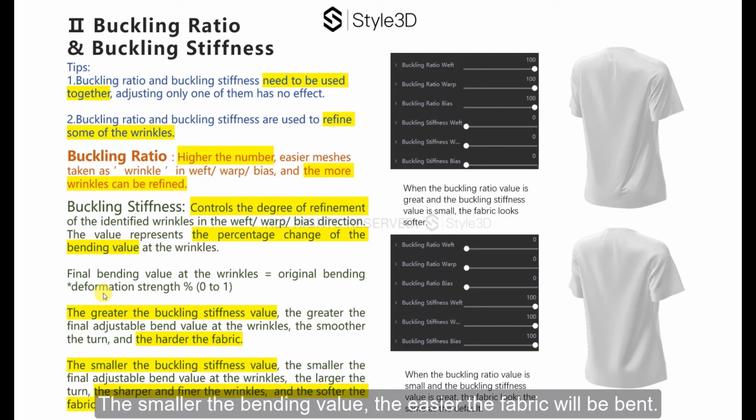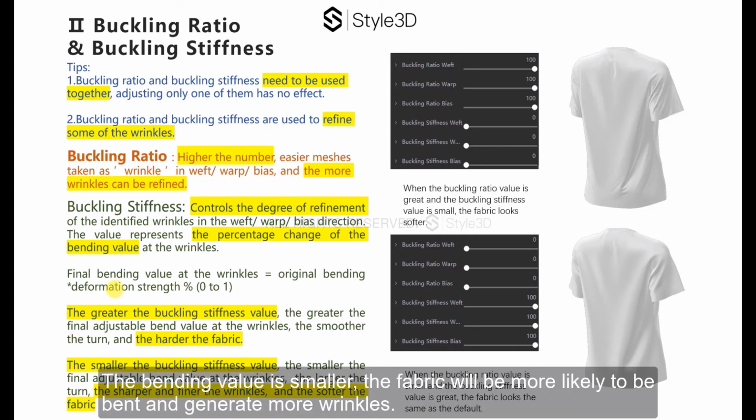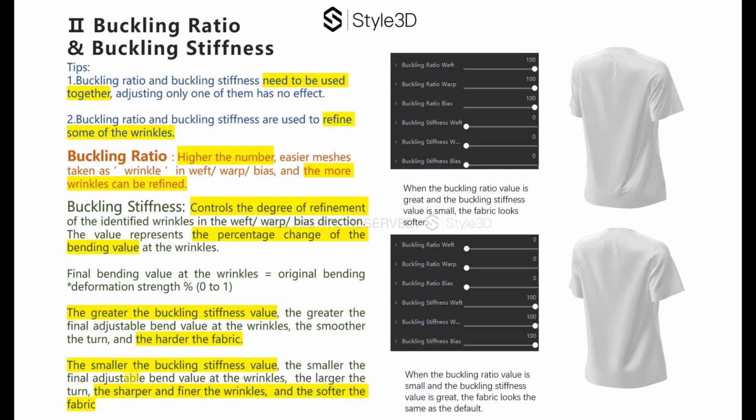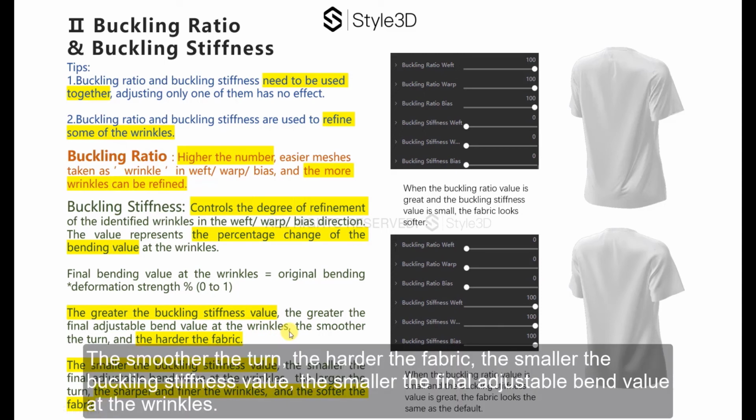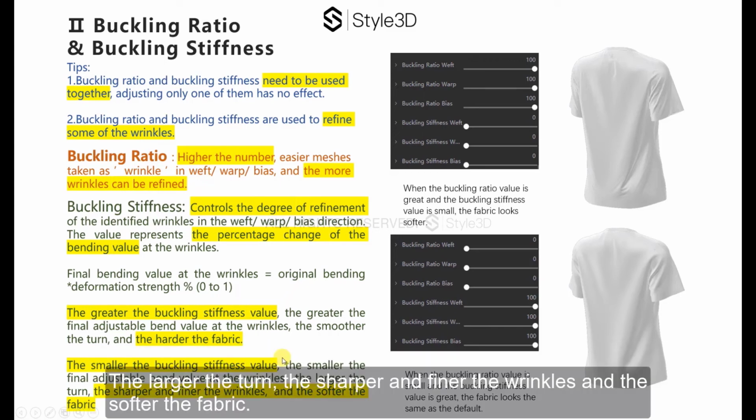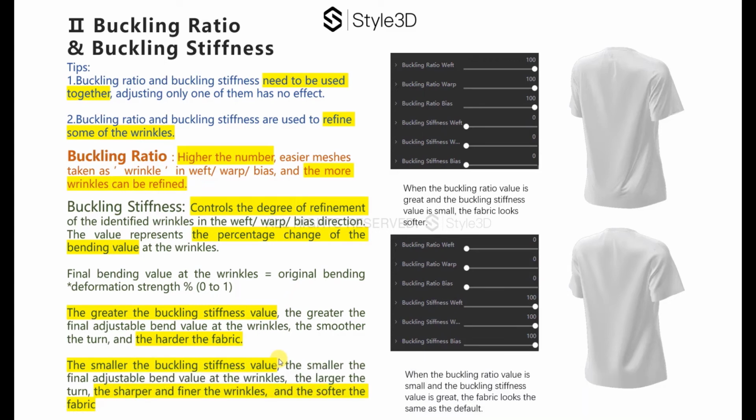The smaller the bending value, the easier the fabric will be bent. The bending value is smaller, the fabric will be more likely to be bent and generate more wrinkles. The greater the value of buckling stiffness, the greater the final bending value of the identified area, the smoother the turn, the harder the fabric. The smaller the buckling stiffness value, the smaller the final adjustable bend value at the wrinkles, the larger the turn, the sharper and finer the wrinkles, and the softer the fabric.